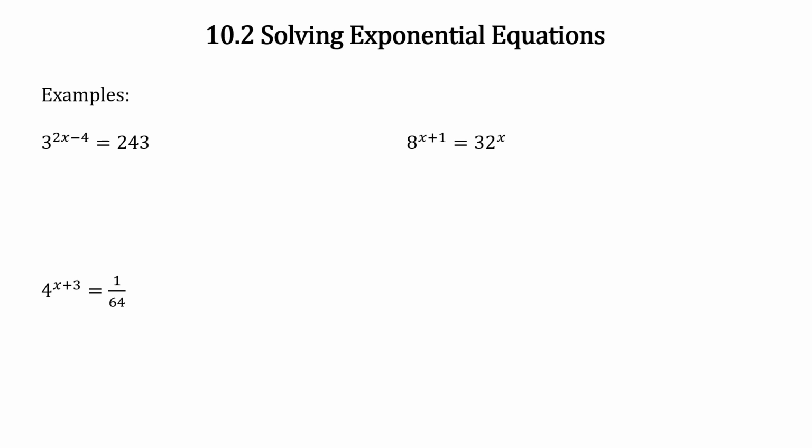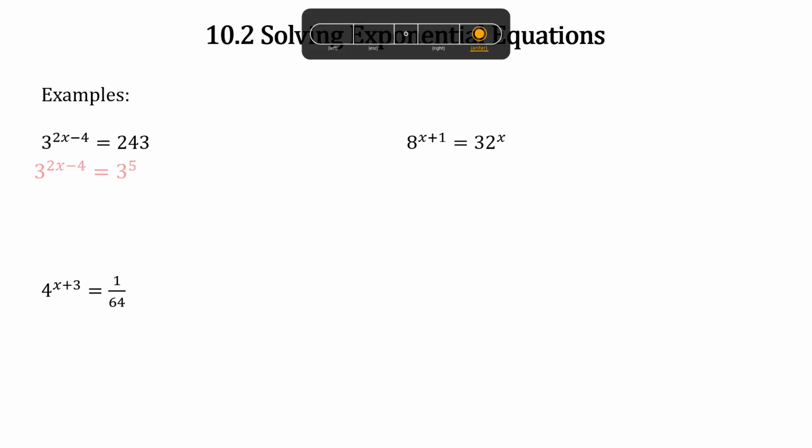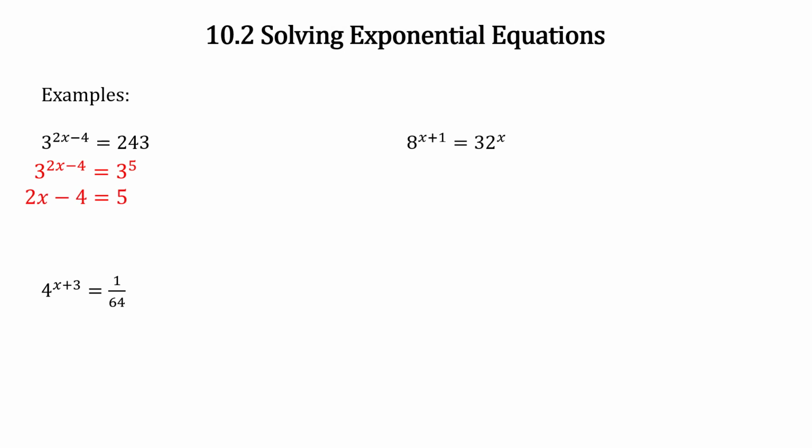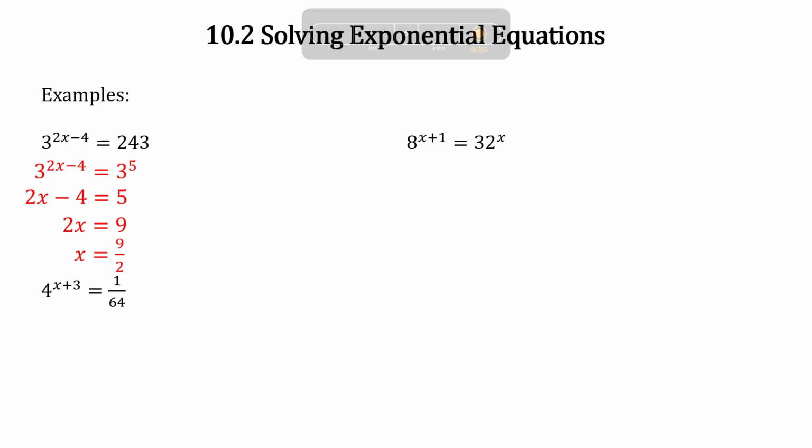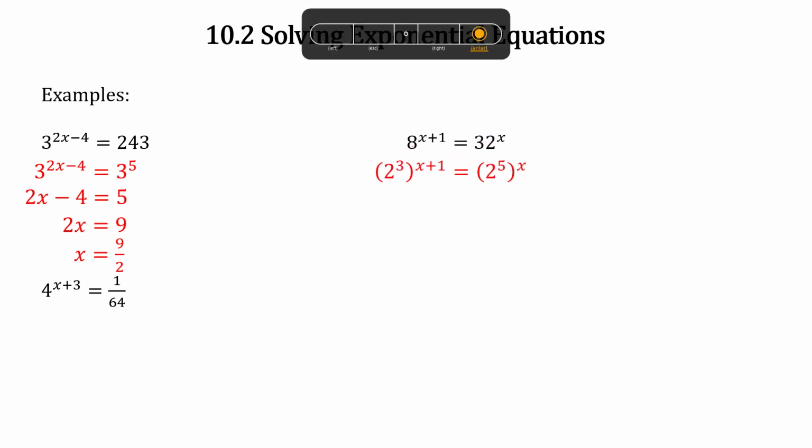Okay, so 243 is 3 to the 5th. So all we have to do is solve 2x minus 4 equals 5. I'm going to add 4 to both sides, divide by 2, and get 9 over 2. Over here, I'm going to have to do it to both of them. 8 is 2 to the third. 32 is 2 to the fifth.